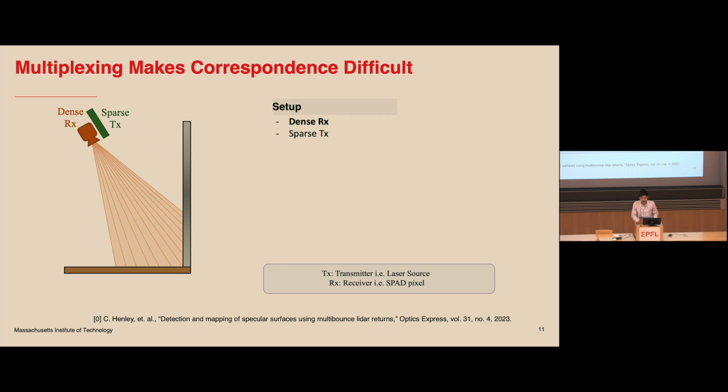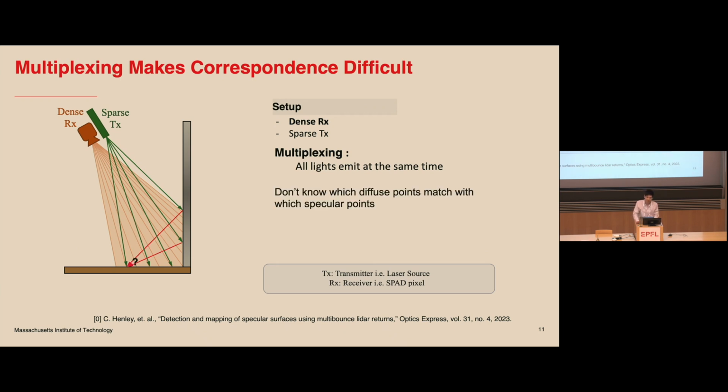But in the case of the ideal setup of a dense receiver, if you add the challenge of multiplexing, meaning that all light emits at the same time, it becomes much more difficult, because you don't know which diffuse point matches with which specular point from the mirror.